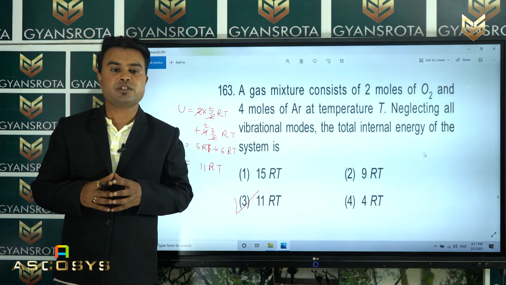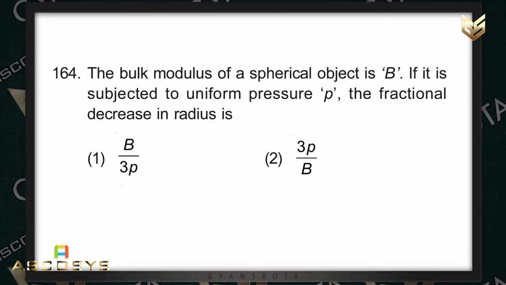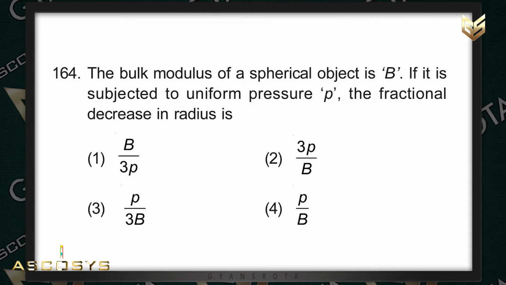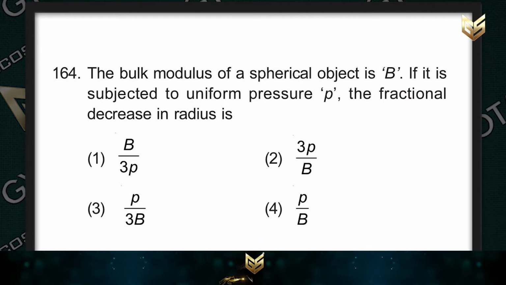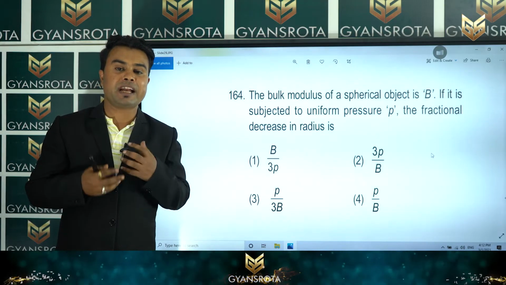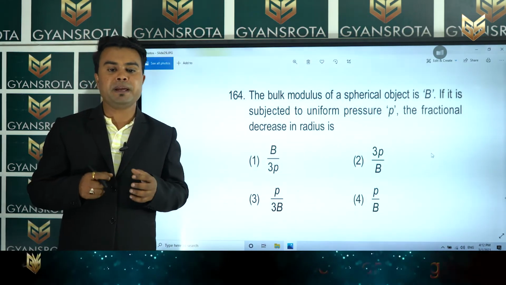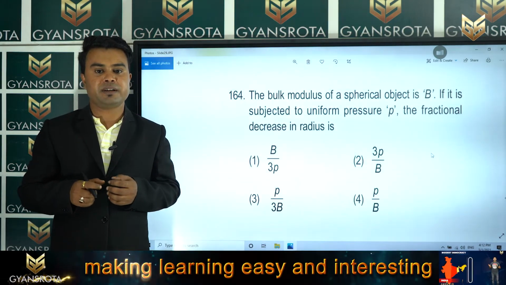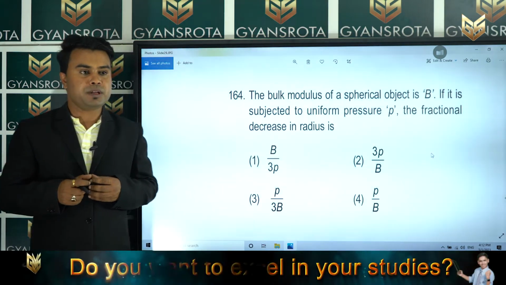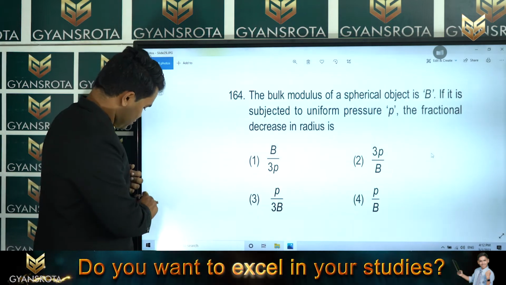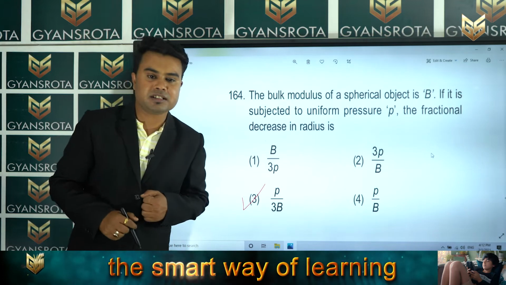Now let us move to the next question, that is 164. The bulk modulus of a spherical object is B. If it is subjected to uniform pressure P, the fractional decrease in radius will be. This is from the chapter Mechanical Properties of Solids, where the answer can be found to be P by 3B, that is pressure divided by thrice the bulk modulus of the object. So P by 3B. So option number 3 is the correct answer.